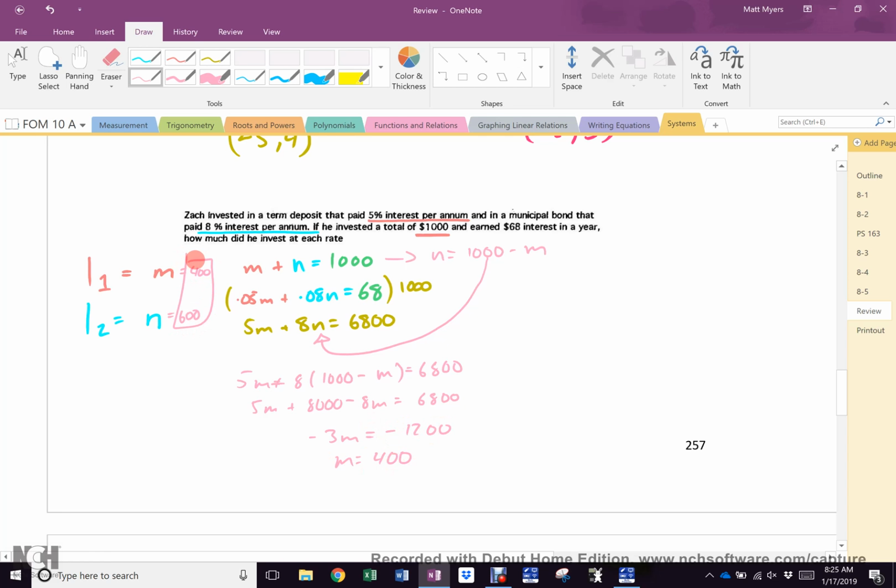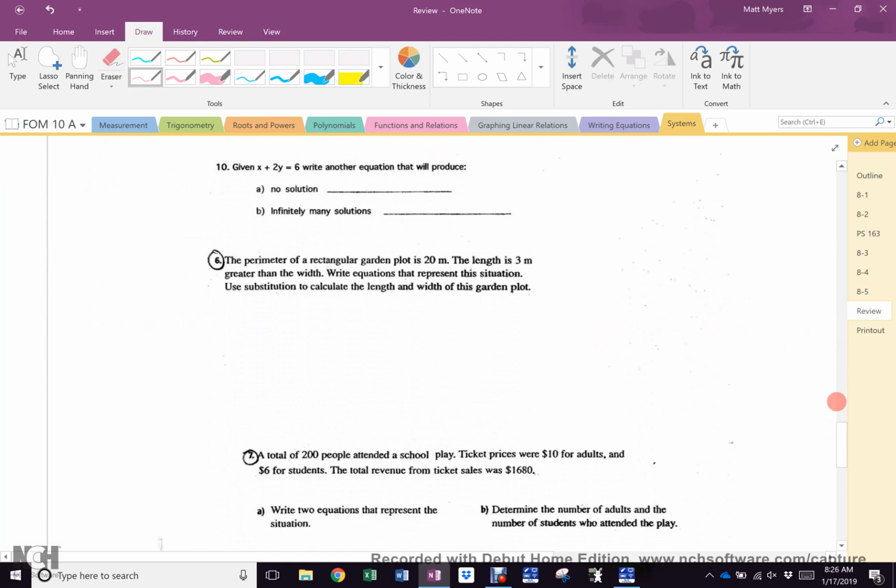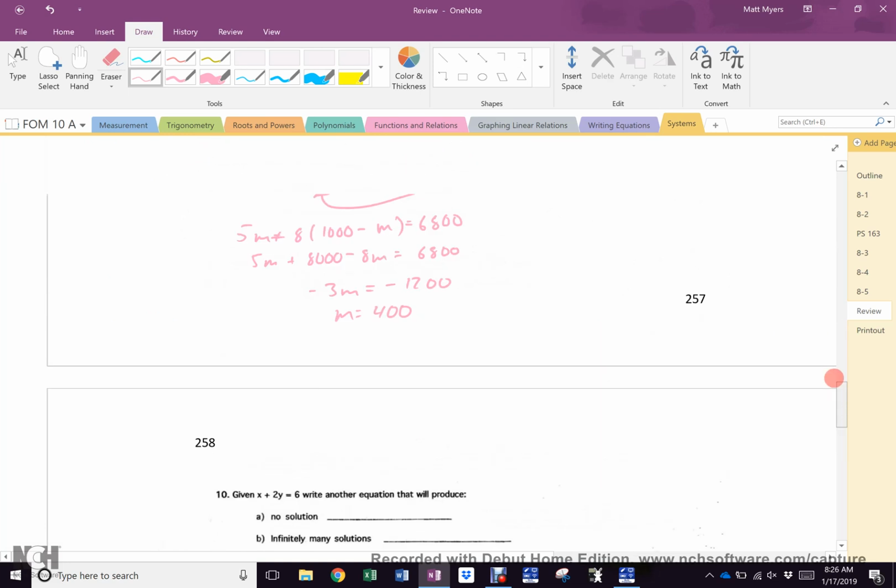Will I deduct marks from you if you do not write, he invested $400 at 5%, and then he invested $600 at 8%? Will that cost you marks? No, of course not, because this is not elementary school. Okay? Okay. Oh, that was worth 2.